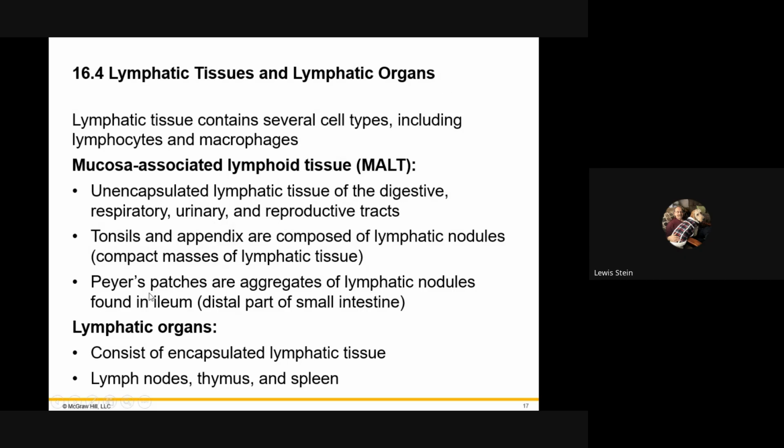Another name, and this is an important name: the ones called Peyer's patches are the ones we find in the small intestine. I just say small intestine. The ileum is the third and longest part. The small intestine is all basically the same.